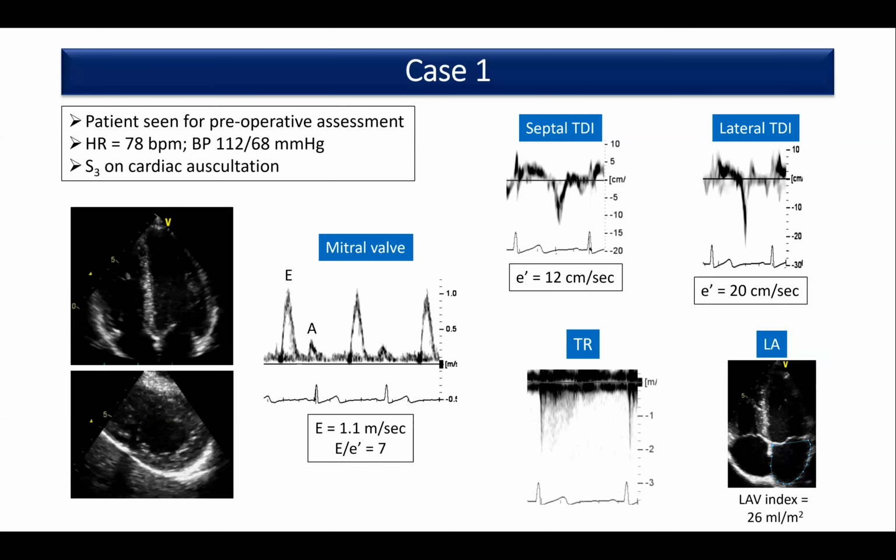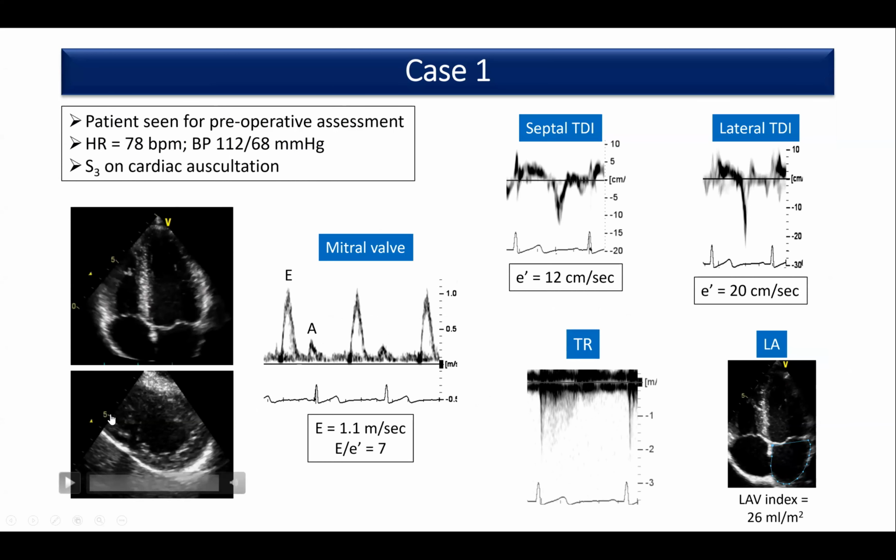So let's start by showing you cases. This is the first case I want to show you. There's a patient who's seen in clinic for preoperative assessment. Heart rate, as you can see, 78 beats per minute. Blood pressure, 112/68 millimeters of mercury. The patient has an S3 on cardiac auscultation.